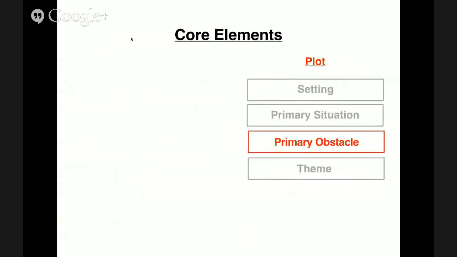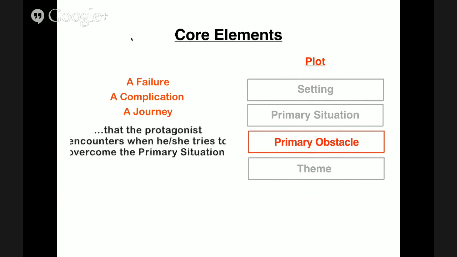We're swinging back over to the plot side. What happens when the character takes steps to resolve the primary situation by invoking a plot motivation, an action? Whether they succeed or fail, the primary obstacle is still there. The primary obstacle is a failure, a complication, or a journey that the protagonist encounters when he or she tries to overcome the primary situation. In Die Hard, we're going to see that it's basically a complication. In Star Wars, it was a journey.